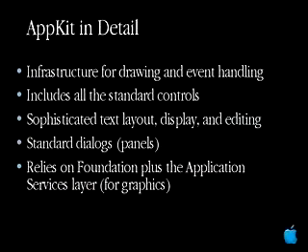So the kit is where we have the entire infrastructure for drawing and event handling in a Cocoa application. In addition to that infrastructure, we provide all the standard controls ready to use out of the box. As you saw, there's also a sophisticated text engine in there. All the standard dialogues are up there. We tend to call those panels. So there are things like the color panel, save panel, font panel, open panel, all of those things that you saw in TextEdit Lite. And as I said before, AppKit relies on Foundation for its object structure and the application services layer for its graphics and event handling.